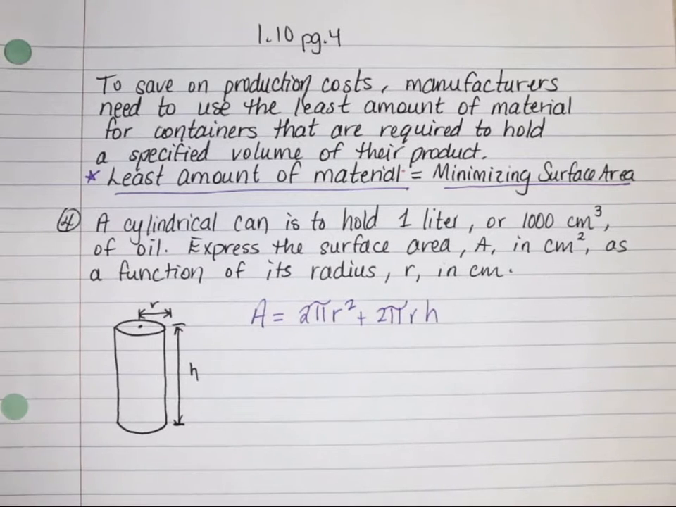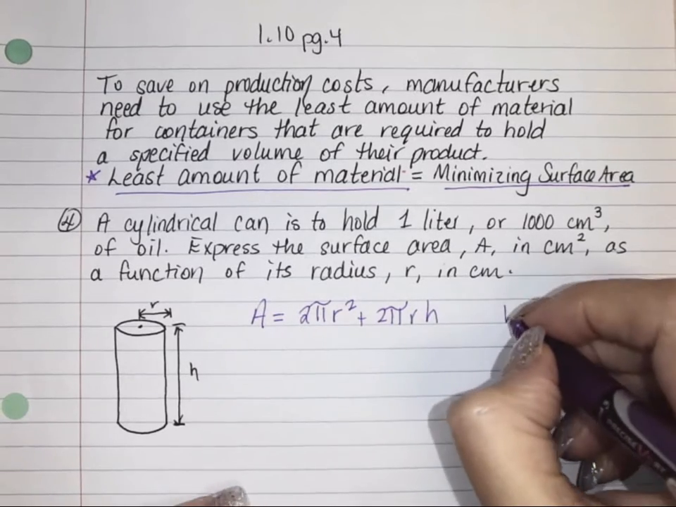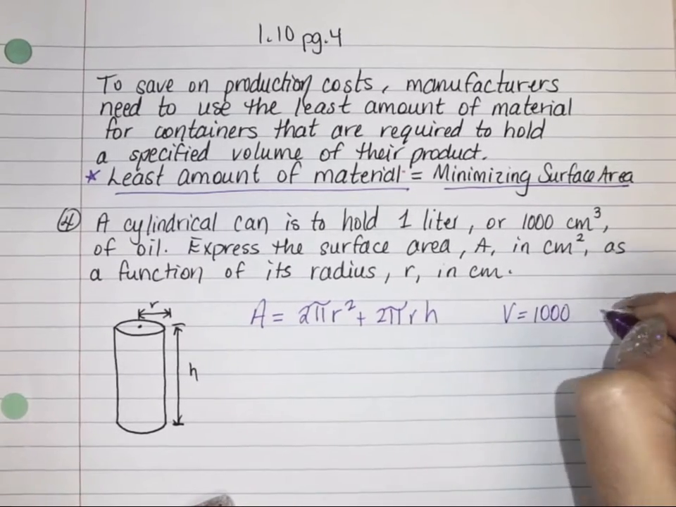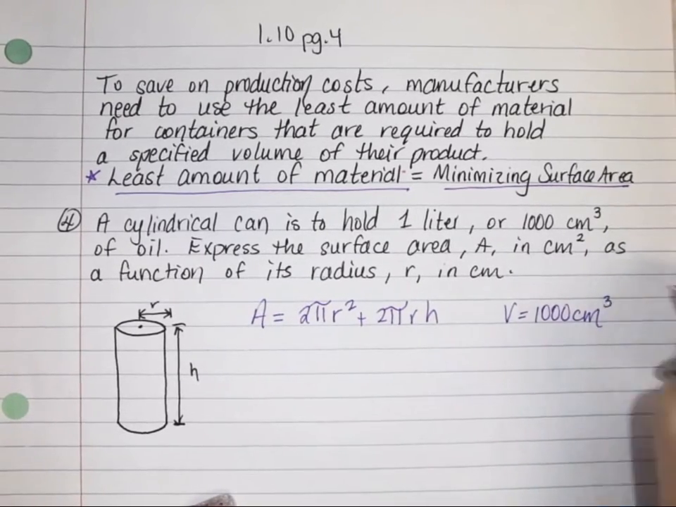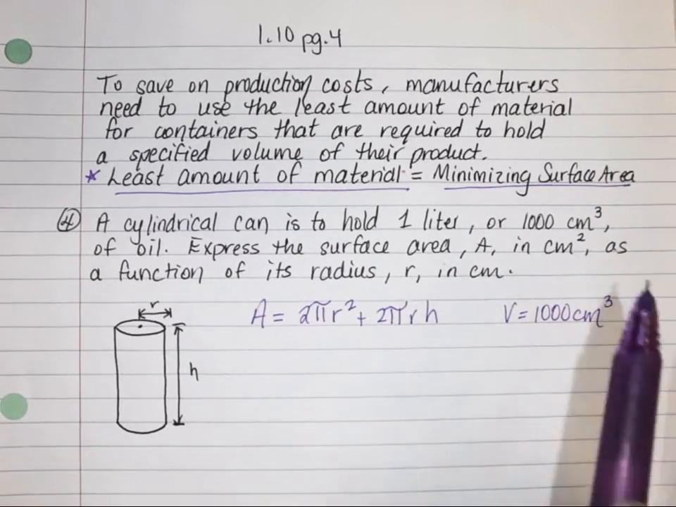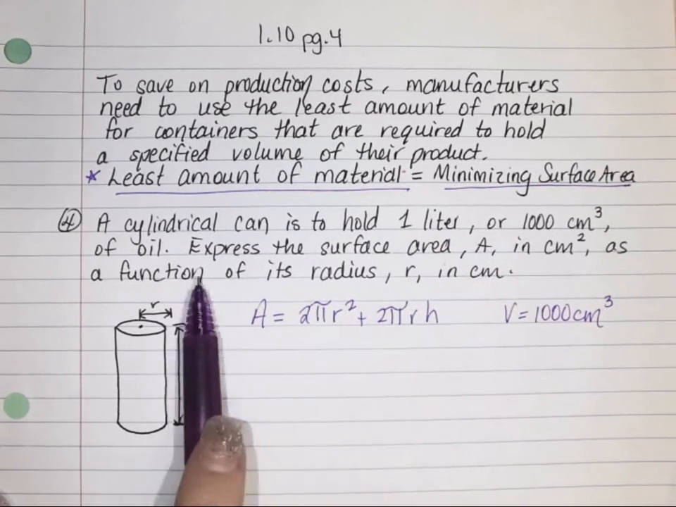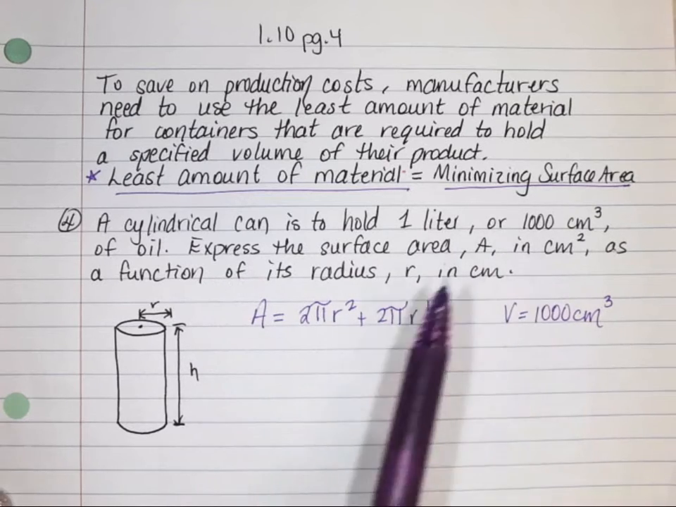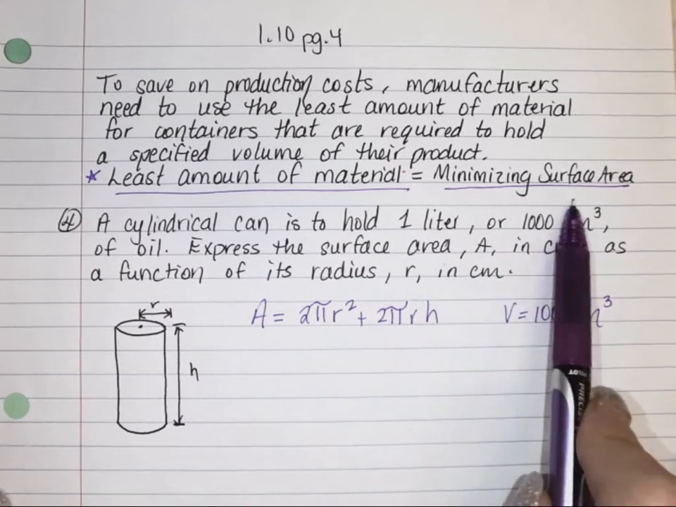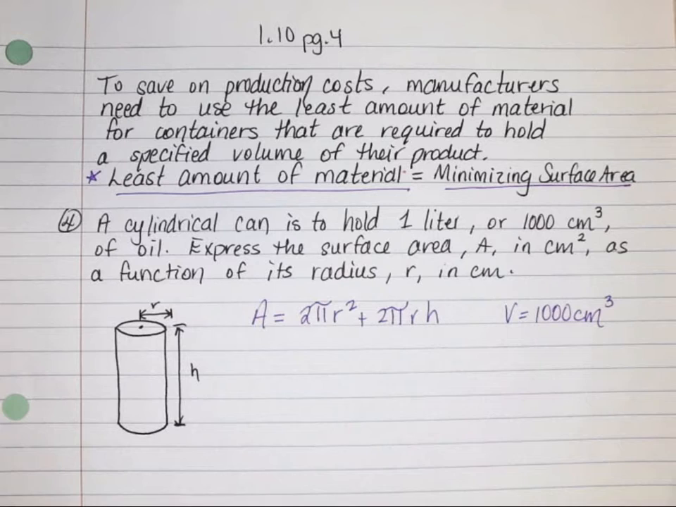Okay, so when they tell you that a cylindrical can is to hold 1,000 cubic centimeters, that is talking about volume. So they're saying the volume is 1,000 cubic centimeters. Don't get tripped up by the 1 liter. Notice that the rest of the problem tells you to express everything in centimeters. So make sure you use that unit.